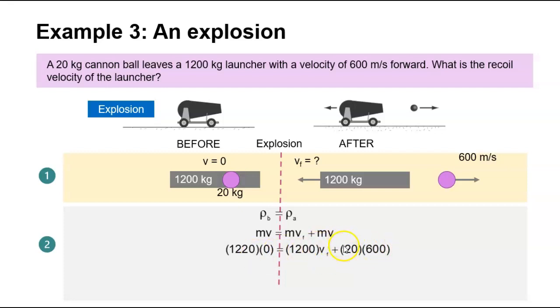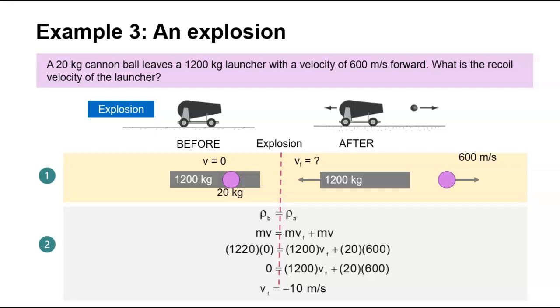So now I'm going to solve for the final velocity. So obviously this is going to turn out to be a 0. And I'm going to have to take this 20 times 600 and move it to the other side, which is going to make it negative. So when I do my calculation, I'm going to get a negative answer. The final velocity is -10.